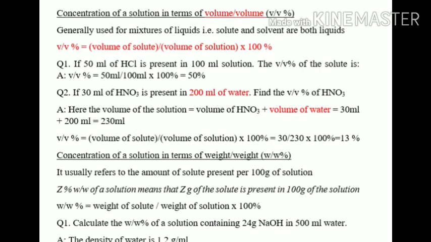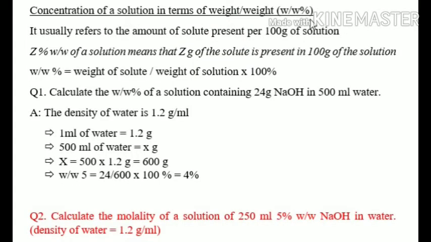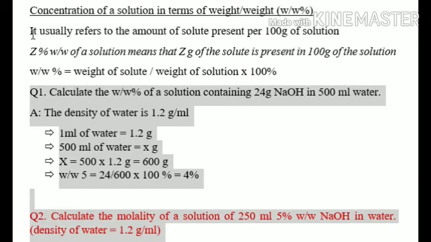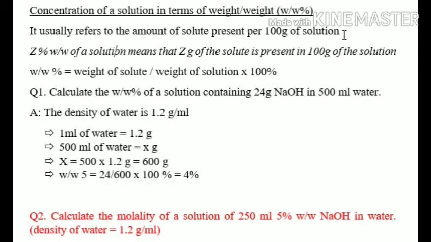Okay, the concentration of a solution in terms of weight by weight. Weight by weight with respect to the solvent or with respect to the solute, we can do for both. So let us talk for solute. It usually refers to the amount of solute present per 100 gram of solution. Now what did we say for weight by volume? Weight of solute present per 100 ml of solution. But weight by weight, what will we say? Amount of solute in gram present per 100 gram of solution.